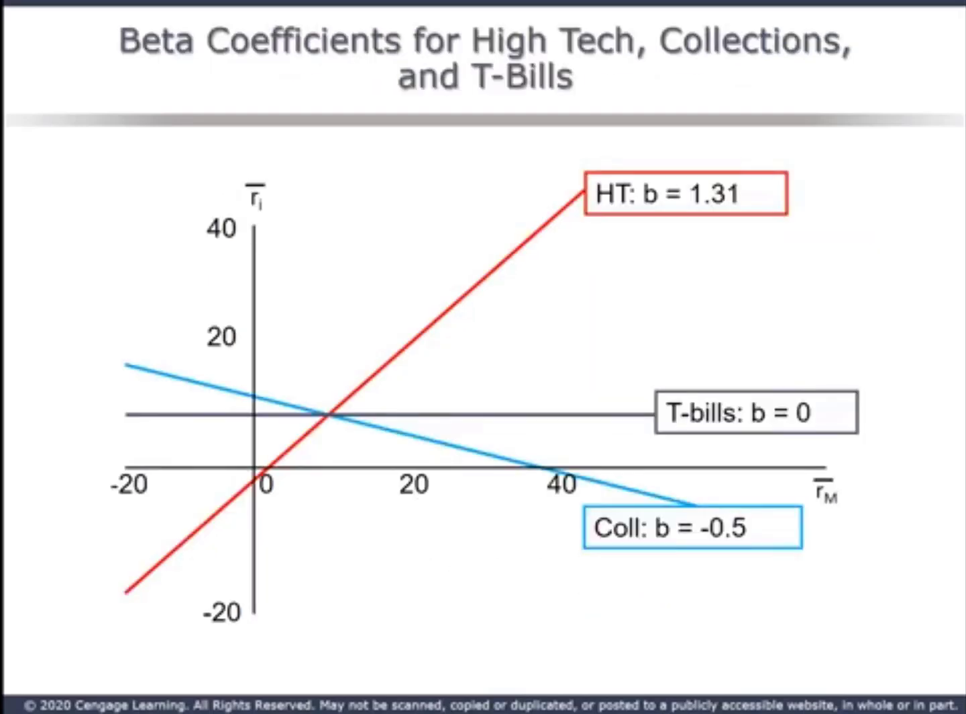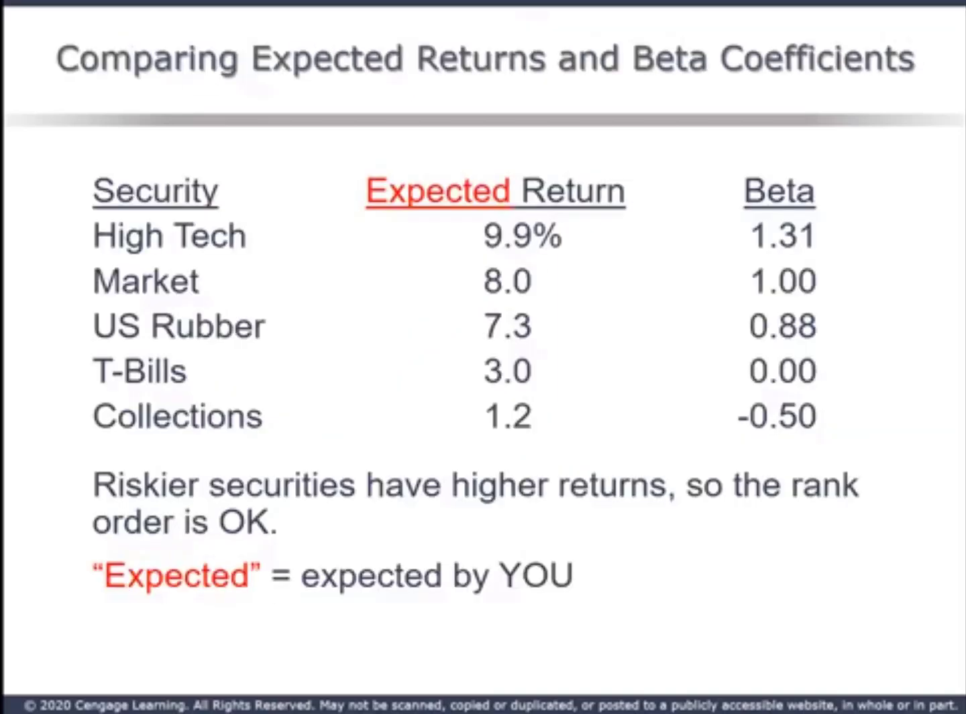This graph shows the regression lines for high-tech, collections, and the Treasury bill. Since the T-bill return doesn't vary, its beta is 0. High-tech's regression line is upward sloping with a slope of 1.31. Collections is downward sloping with a beta of negative 0.5. So now for each of our sample assets, we have expected return and beta. What you can see from this table is that stocks with higher betas tend to have higher returns.